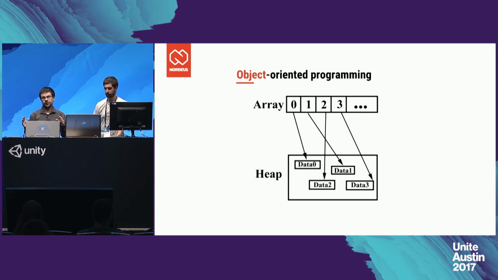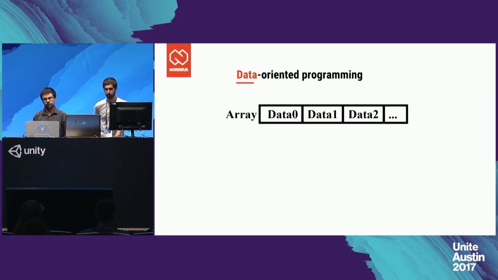The thing with object-oriented programming and the way that we programmed Unity games before is that we always have an array of data which has pointers to the actual data which exists in the heap at some random memory locations. And this is definitely not good for CPU utilization. The really cool thing about these new technologies is that they give us an extremely easy way to switch from object-oriented programming to data-oriented programming, where all of the data is linearly in memory.